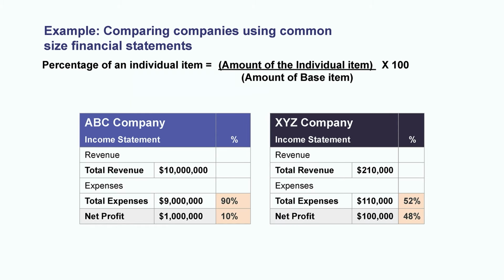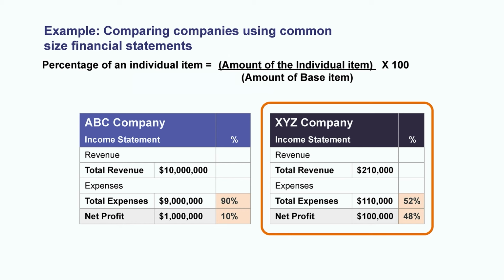Let's look a little further down at the overall net profit percentages. Remember, investors are usually looking for companies with higher profit margins because this means the company is keeping a larger percentage of profit in their pockets. When we look at the two companies here, we can see that even though XYZ has less profit when it comes to total dollars, they're much more profitable based on their size, keeping 48% of the revenue in their pockets in comparison to only 10% for ABC Company.